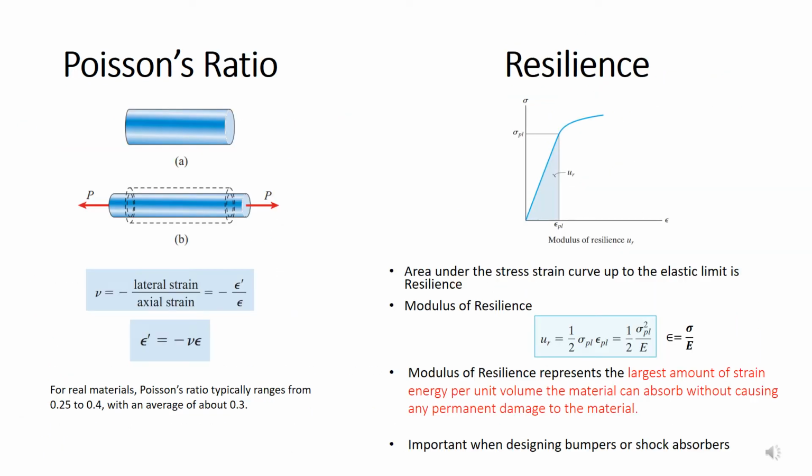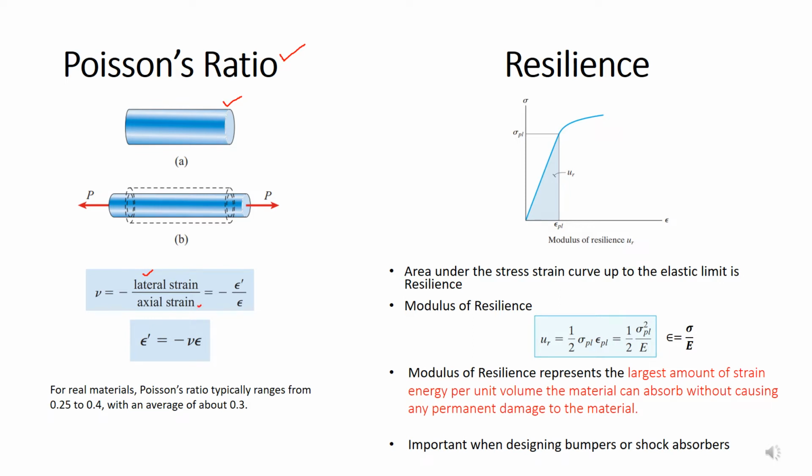Then we have Poisson ratio. Suppose we have this bar. If you pull this bar from both of its ends, then what will happen? Its length will increase, but simultaneously when its length is increasing, its diameter will also decrease. So there will be an axial strain, meaning along the axis of this bar, and there will also be a lateral strain.